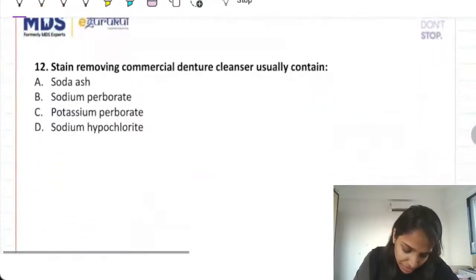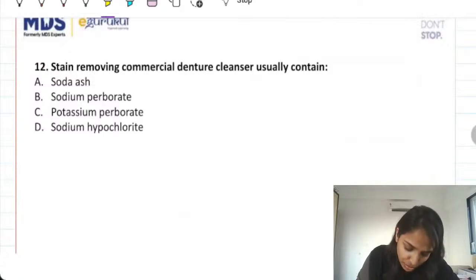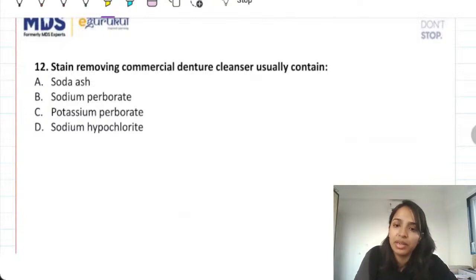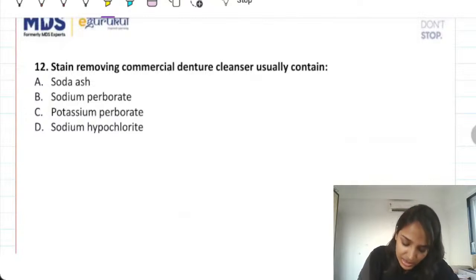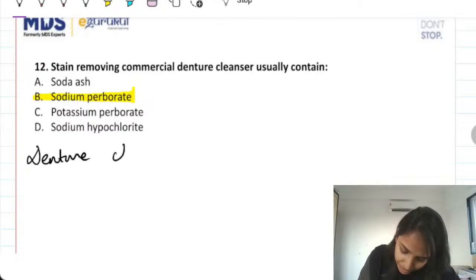Now, very straightforward fact-based question. Stain removing commercial denture cleanser contains what? Soda ash, sodium perborate, potassium perborate, or sodium hypochlorite. Remember, hypo is not used in these cases. It is always sodium perborate. And we all are aware, denture cleansers contain always oxidizing agents.